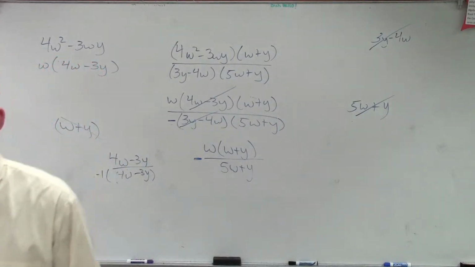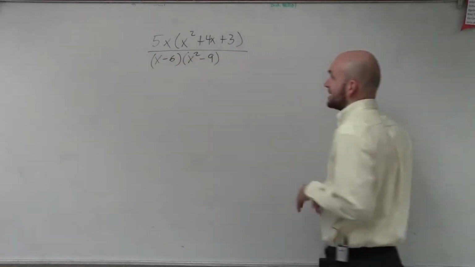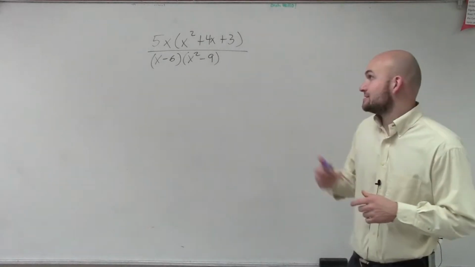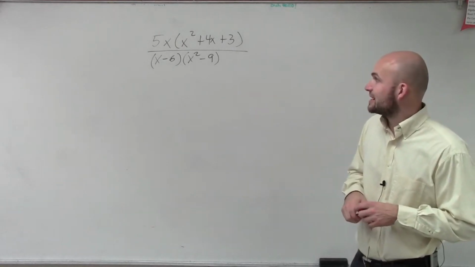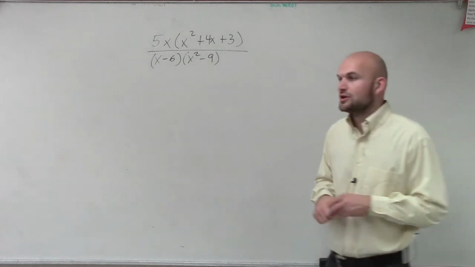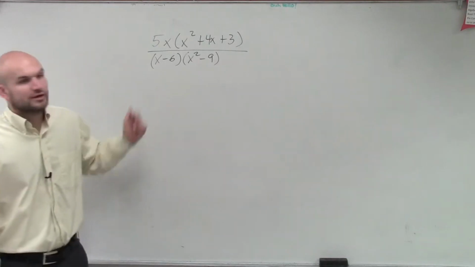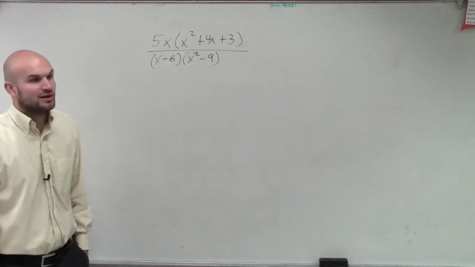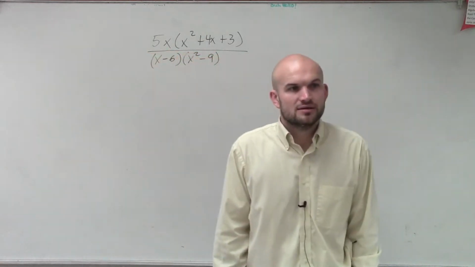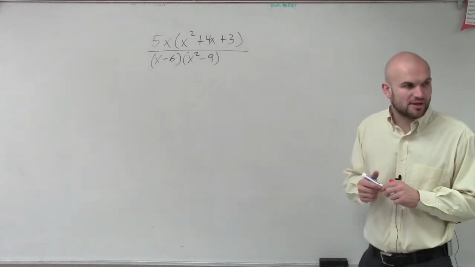Okay? All right. So in this example, ladies and gentlemen, I have 5x times x squared plus 4x plus 3, and what I'm going to do is have x minus 6 times x squared minus 9. Looking at this one, it's the exact same case. When we're dividing, the main important thing is to make sure we simplify these as much as possible. So let's factor out.